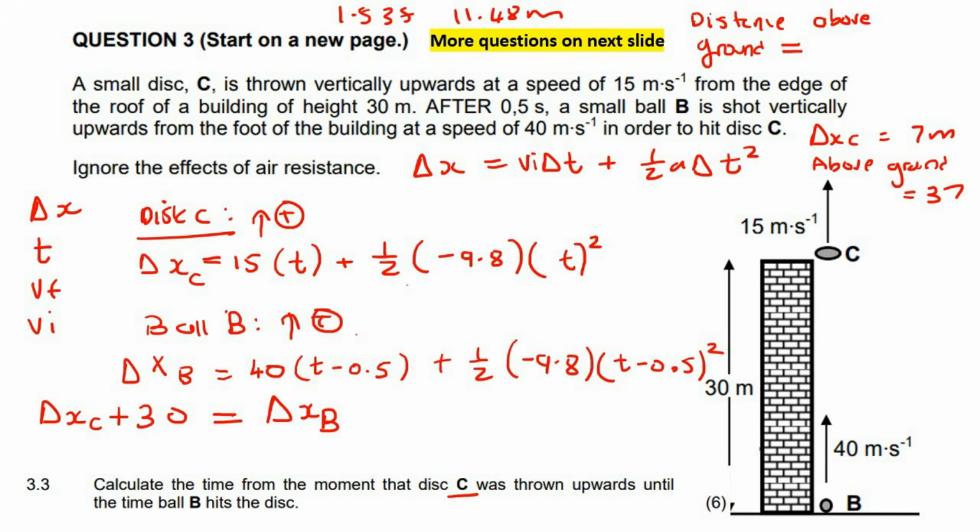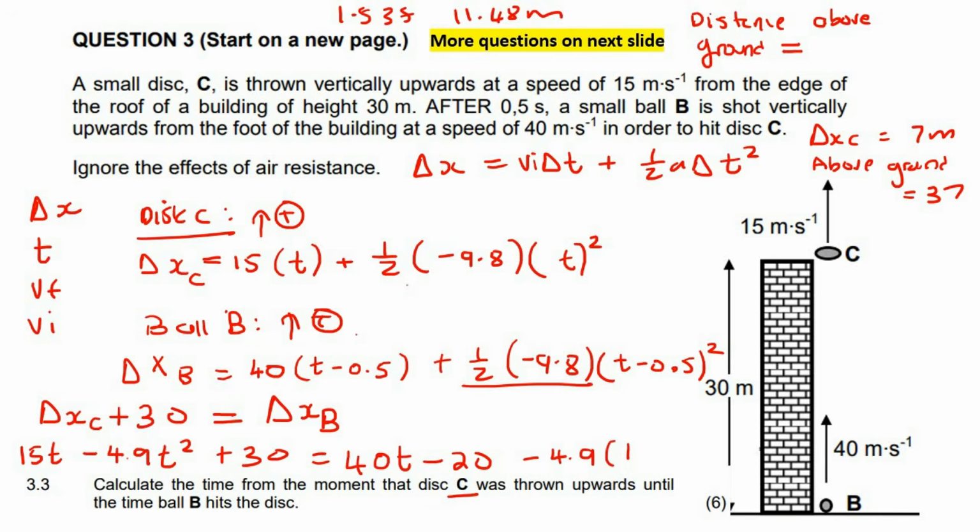And so if we go full that all in, we would have 15t minus 4.9. I'm just saying half of 9.8, and then I'm using that negative. T squared, plus 30, equals the displacement of B, which is 40t minus 20, because I'm just multiplying that into the brackets, okay? Minus 4.9, and then t minus 0.5 squared.